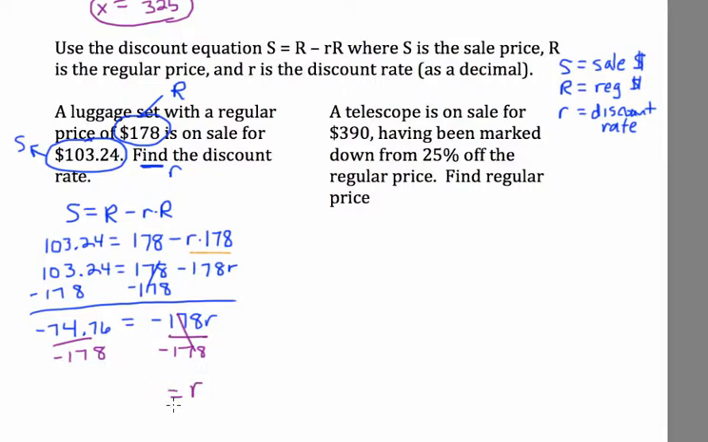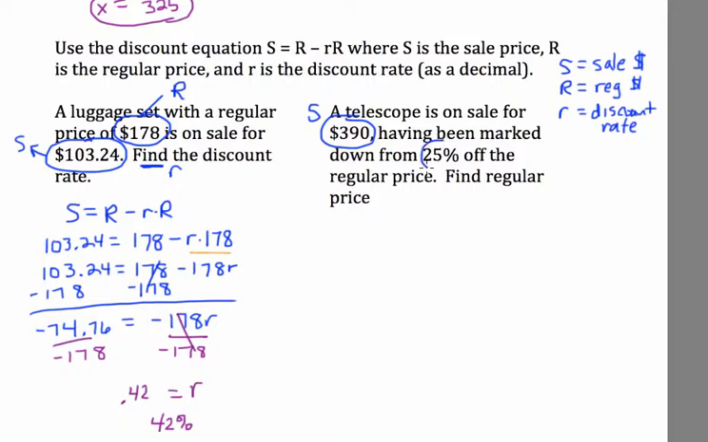r equals, put this into a calculator, negative 74.76 divided by negative 178. You get 0.42, which is 42%. A telescope is on sale for $390. So that's the sale price, that's S. Notice how I go through and I mark down what things are. It helps me to plug things into the right spot.